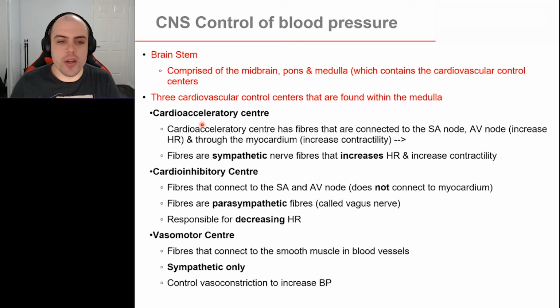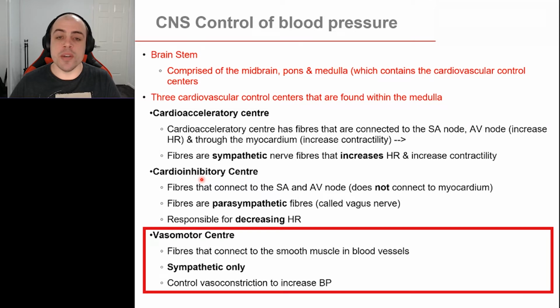Now, we have spoken about the cardio-acceleratory and cardio-inhibitory center in our first series of videos, but there's a third one here that I wish to add, and that is looking at our vasomotor center. What that is going to do is essentially control where the blood goes. Not only can it control blood delivery to particular parts of the body, but it can also control vasoconstriction and vasodilation to control your blood pressure.